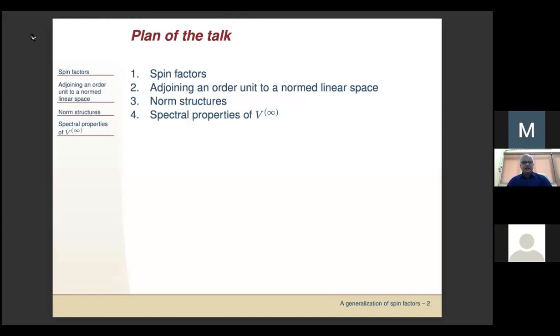So here is a small plan of the talk. I have divided this into 4 parts. Briefly, I shall introduce spin factors. Then I'll come to the main body of the talk. I'll discuss adjoining of an order unit to a non-linear space. Then after adjoining, we study some order structure. In the next part, we'll discuss the norm structure briefly. And in the last part, we'll discuss certain spectral properties of one of the spaces obtained from the norm structure.